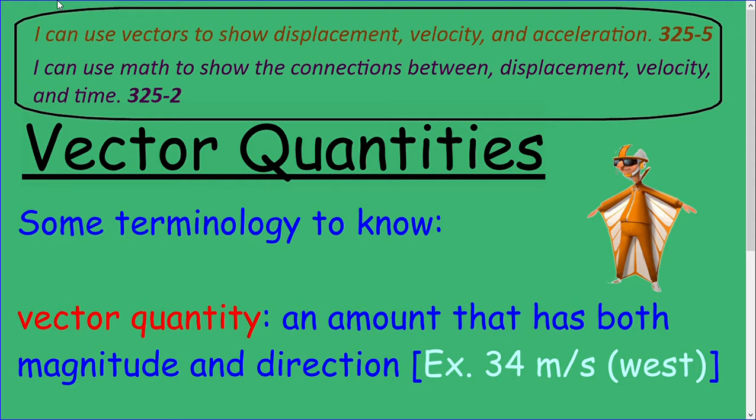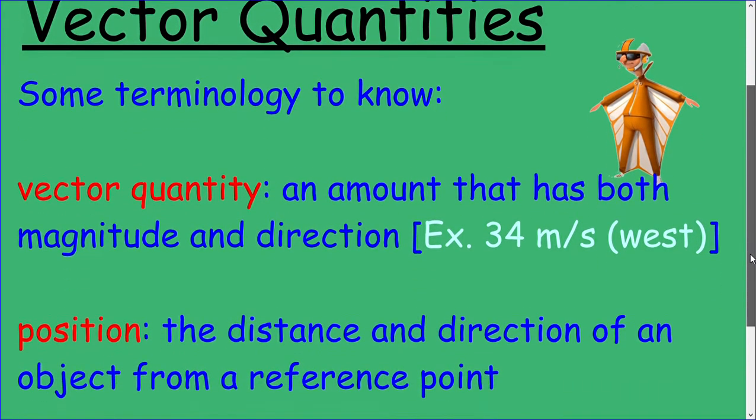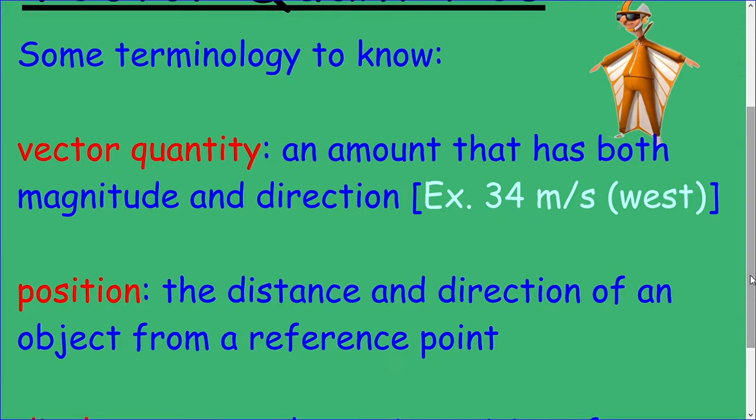So vector quantities, there's some terminology to know, similar to the last unit that we went through when we were dealing with speed. Using our little Despicable Me vector guy here, some quantities that you're going to need to know. A vector quantity is defined as an amount that has both magnitude and direction. So, for instance, it's 34 meters per second and it's heading west. Anytime it has a number with a unit, saying what it is, and it's also saying where it's going, it has a direction as well.